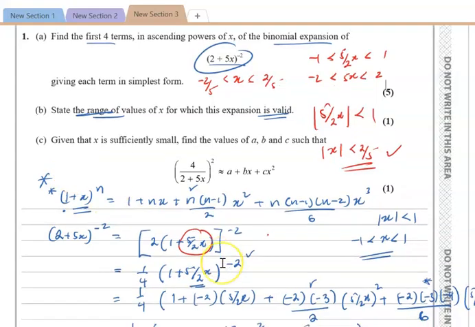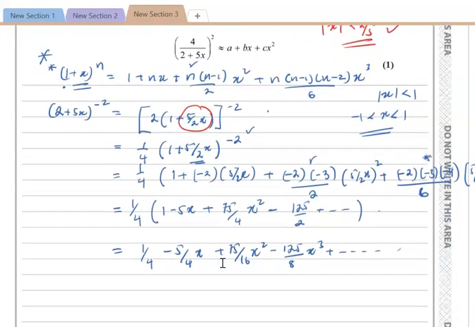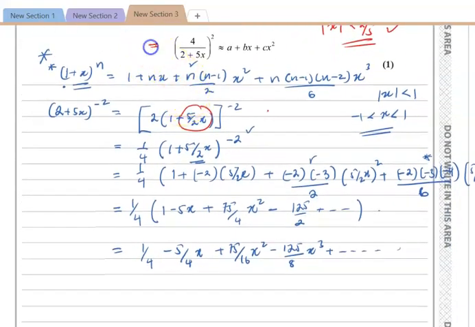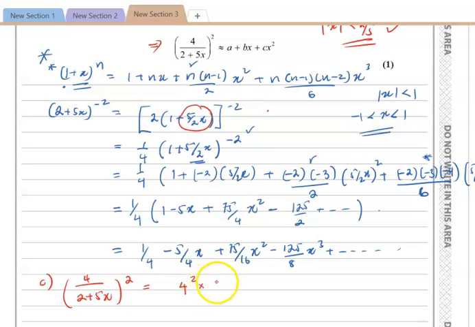Part C. You can see they're asking you to find this expression here. So part C, you have 4 over (2 plus 5x), all of it to the power of 2. Now this means that you have 4 to the power of 2 multiplied by 2 plus 5x, brought up, is going to be to the power of negative 2, because when you bring it up, it's going to be a negative.